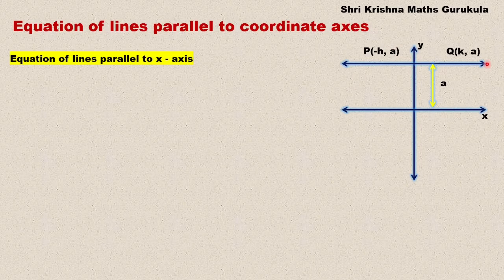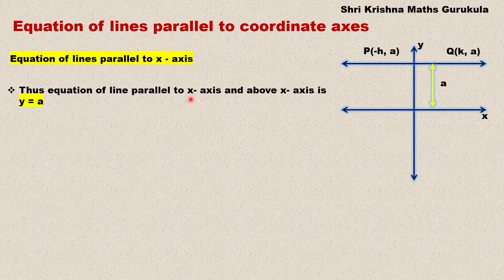Wherever you check on this line, whatever point you consider on this line, y coordinate is a itself. It is not changing. So this is the property we are using to find the equation of the line parallel to x-axis. Thus equation of the line parallel to x-axis and above x-axis, that means at a distance of a units and the height is a positive quantity here, is y is equal to a. So if this a happens to be 2, that means this line is at a distance of 2 units from x-axis, then y is equal to 2.